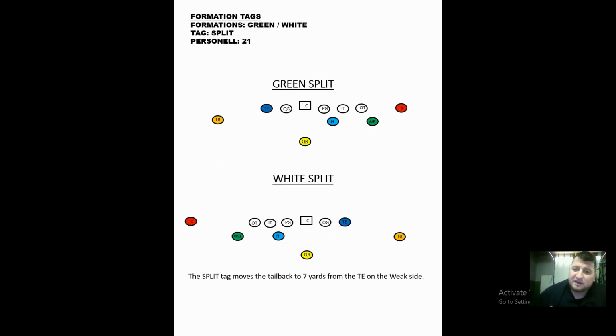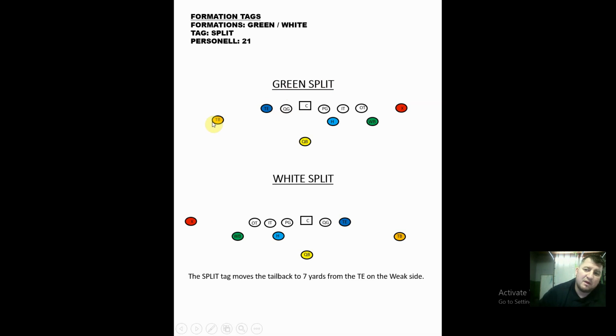All right, here's green split. You'll notice that the base formation is here. So we have our power guard, inside tackle, H, wingback, X, all on the power side, and quick guard, tight end on the quick side, except the split tag talks to our tailback and tells him to align as the split on the weak side.